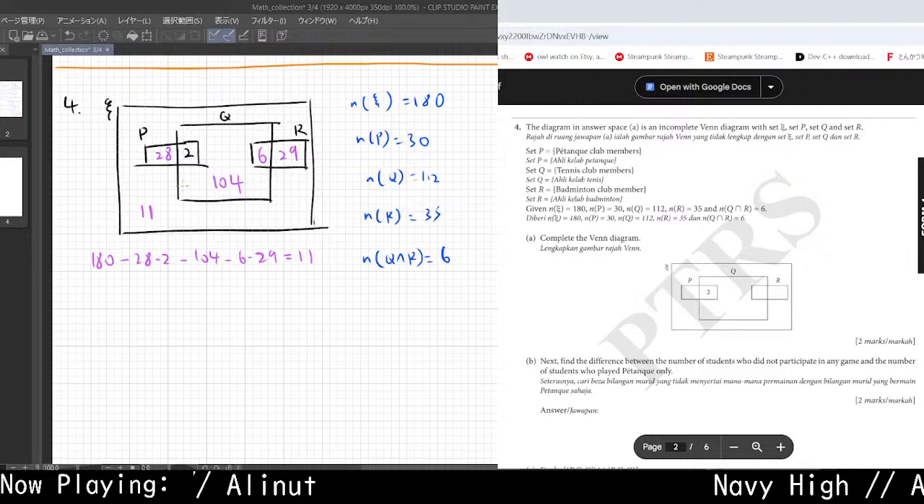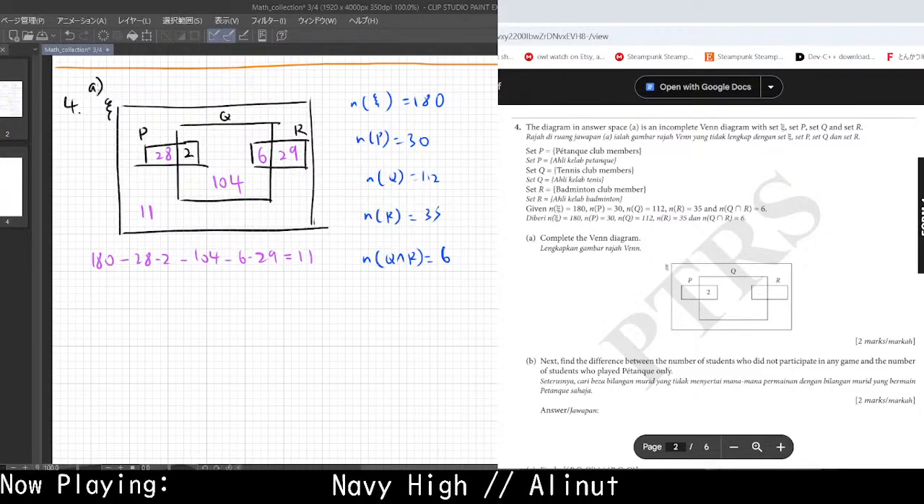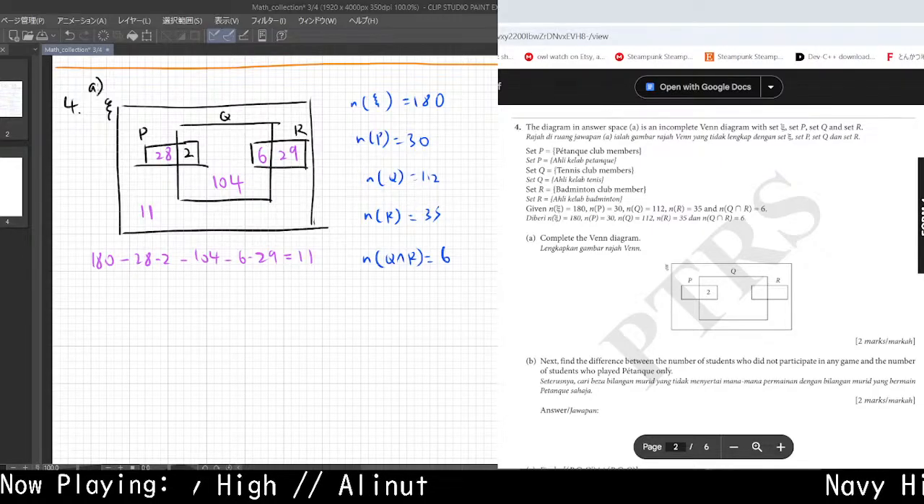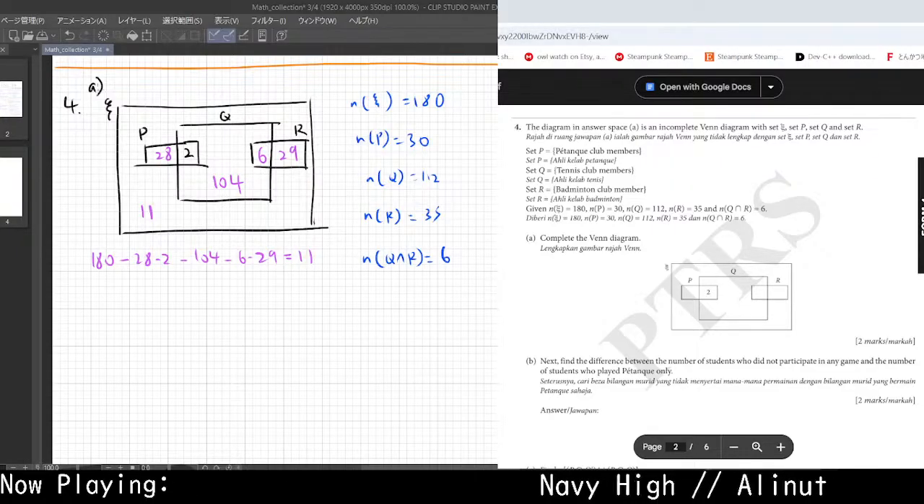Okay, and then this is part A. Then part B asks you to find the difference between the number of students who did not participate in any game and the number of students who played Pentec only. So P is the portion for Pentec. P is for Pentec. So that would be 28 students.